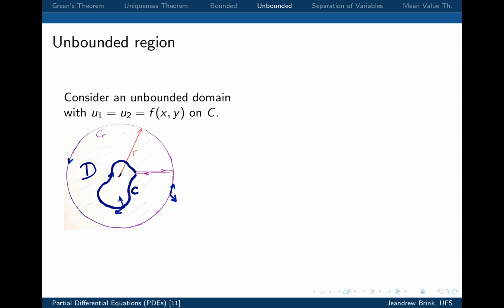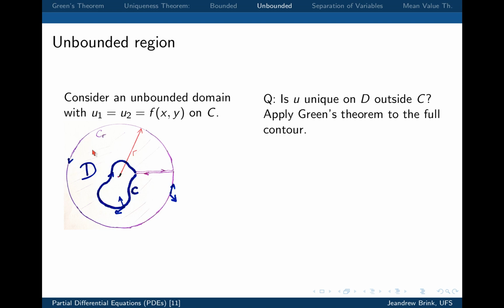So it is kind of the same techniques you used when you looked at residue theorems in complex analysis. So let's write it out. The question we want to answer is: is U unique on D outside C, in this outside region? We're going to apply Green's theorem to the full contour, and we know that the difference between U1 and U2 is equal to 0 on D, and U is equal to 0 on C.